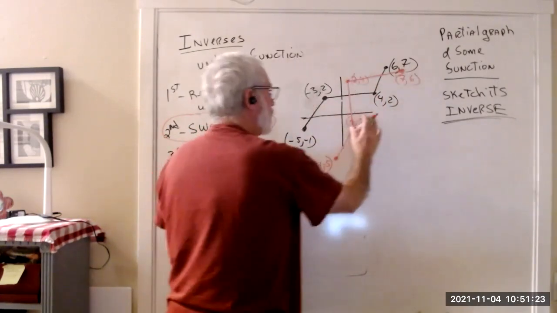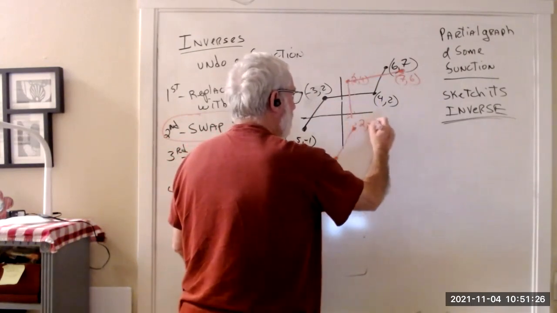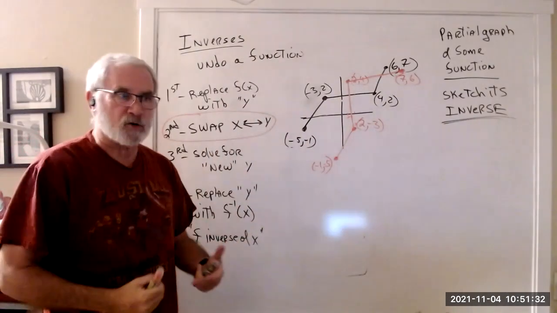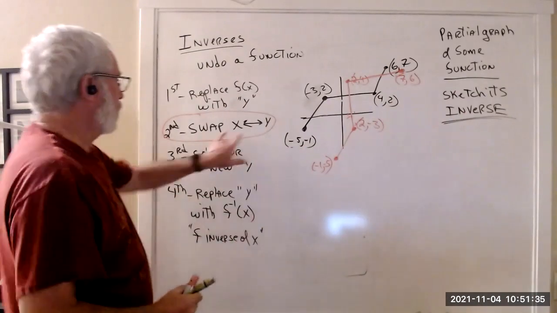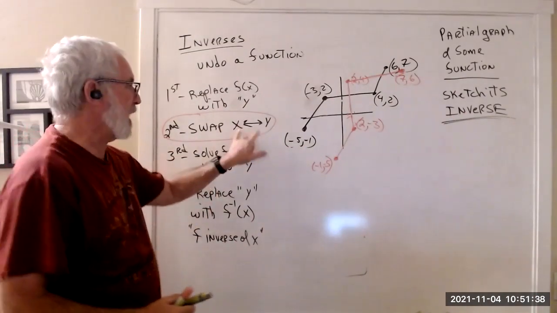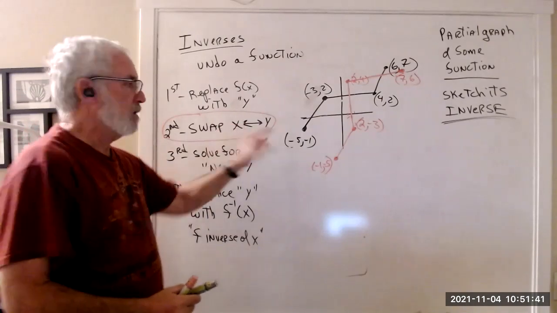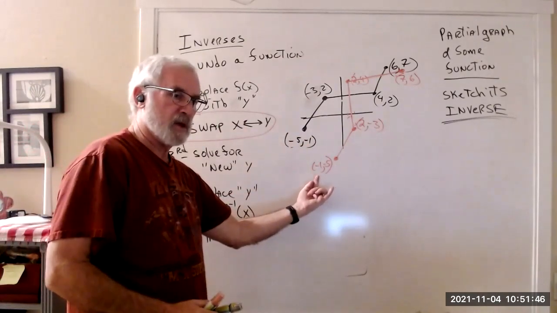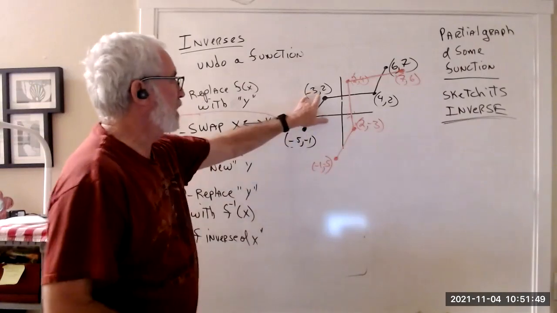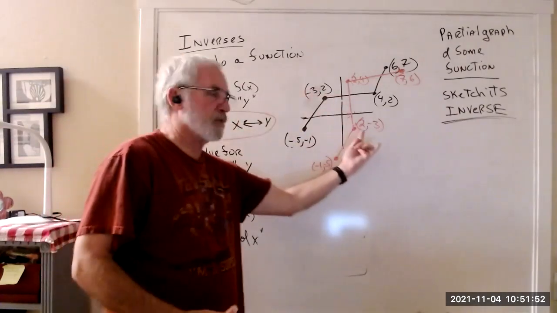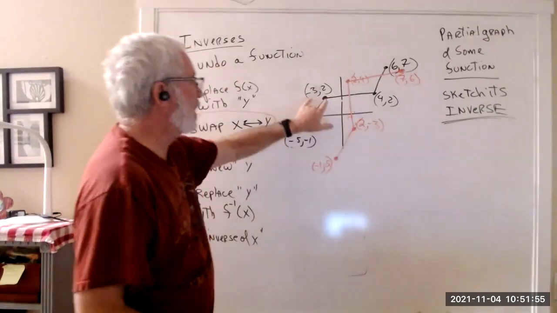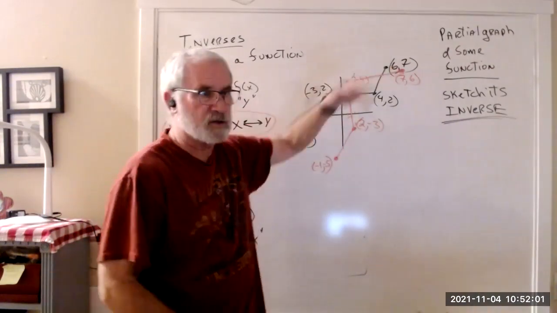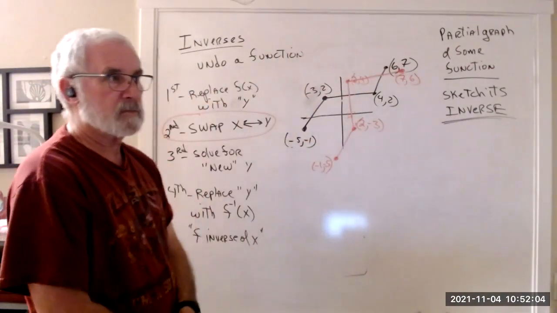So what did I do? In order to sketch the inverse of a picture of a graph, all I did was swap the ordered pairs, swap the X and the Y. -5, -1 became -1, -5, and I plotted the point. -3, 2 became 2, -3, and I plotted the point. So all I did was find the inverse of each key point and then connect the dots. That's all I did. That was it.